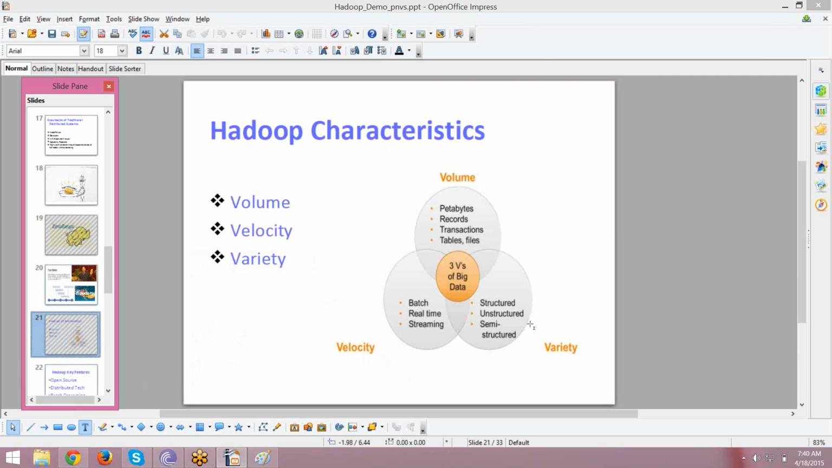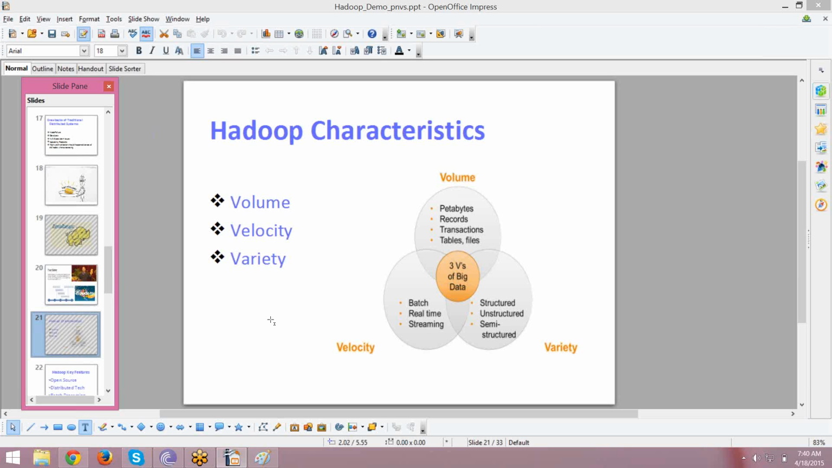So basically, we can say these 3 V's are the features or characteristics of Hadoop. Hadoop can deal with any type of data, whether petabytes or exabytes, it doesn't matter. It can take it, and it can process any type of data. At the same time, it will execute in the manner of batch processing, real time, and streaming. It will execute much faster than other tools. Even if you have 10 terabytes or 100 terabytes, it can process in very, very little time.